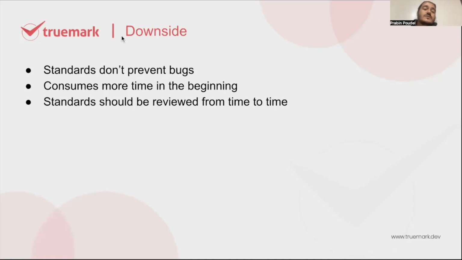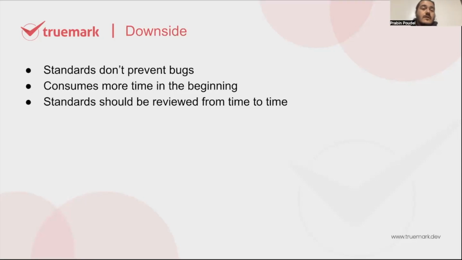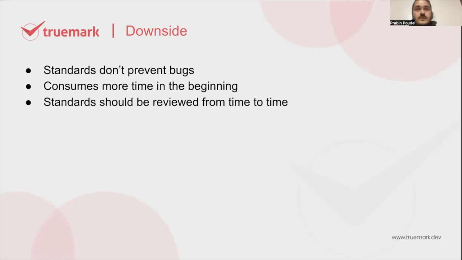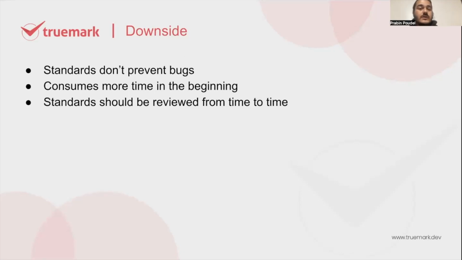The next point is that it consumes more time in the beginning. Since it is a set of rules and documents that one needs to read for maintaining coding standards, it will generally take more time to get comfortable with those standards and write code only after that. And the other point is they should be reviewed from time to time, because every standard and rule that developers use all over the world will get outdated, and for that the company should allocate some time at least once a year to review the guidelines they have set so that they don't get outdated in the long term.